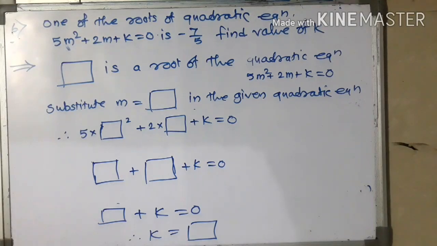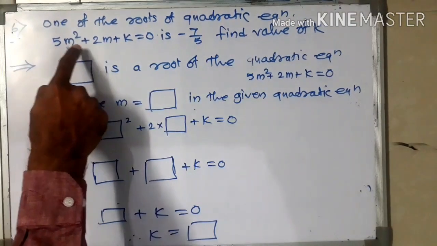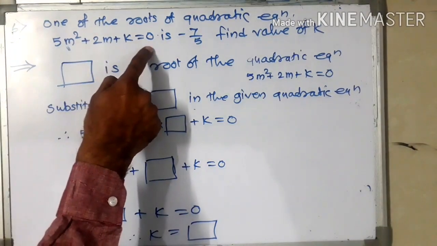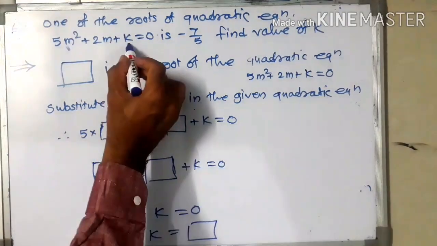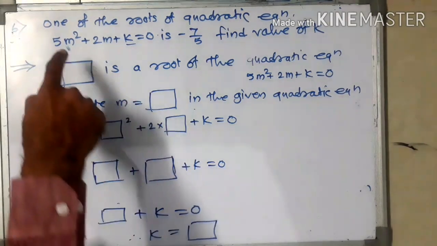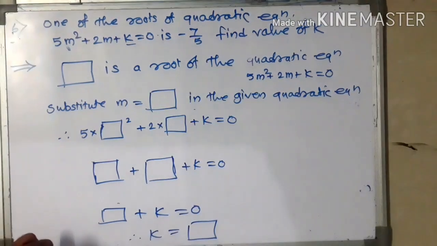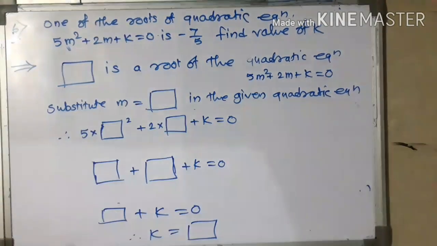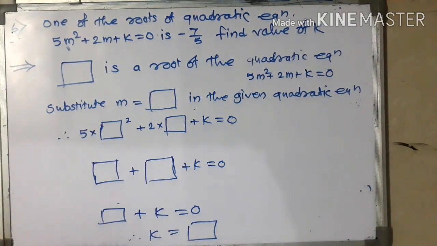Now this is the question which is given in your textbook, question number 6, practice set 2.1. One of the roots of quadratic equation 5m square plus 2m plus k equals 0 is minus 7 upon 5. Find the value of k which is given in that quadratic equation. Information is that one of the roots of that quadratic equation is minus 7 upon 5, and we have to find value of k. Activity which is given in your textbook.